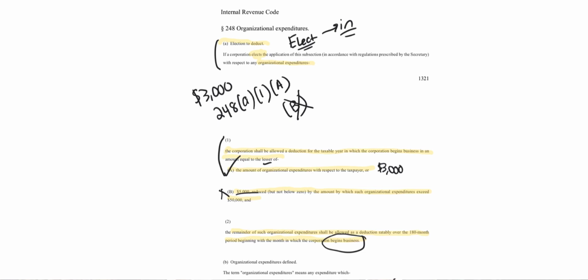The only other thing to do would be to go through the different Part 9 disallowance rules, and you would not find any. If you want to stop the video and take a look, you would not find any, but that would be the answer. So all $3,000 is deductible under 248A1A. Let's go on to the next one.